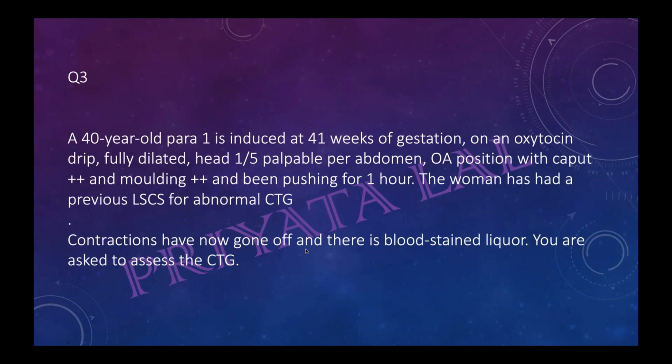It's a 40-year-old at 41 weeks of gestation, on oxytocin drip, fully dilated, head 1/5 palpable per abdomen. Occiput with caput is there, molding is there, and she's para 1, and she's been pushing for 1 hour. There was a previous abnormal CTG. Contraction is now gone off. There is a bloodstained liquor, so it is like a rupture, no?